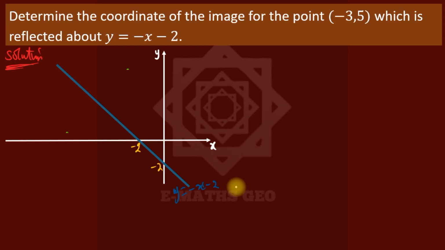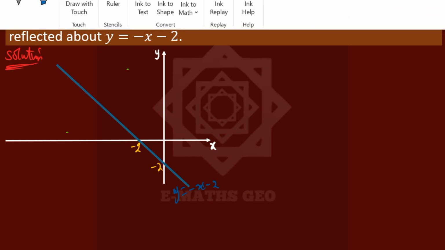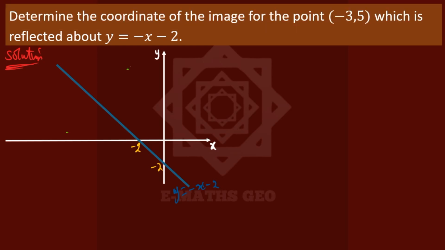So let's look at the point. Let's call it A, with coordinate (-3, 5), and let the image be A prime. Let the coordinate be (a, b). That's what we're asked to find. And we know from our basic knowledge, for A prime to be the image of A, they must have the same distance from the line y equals minus x minus 2.